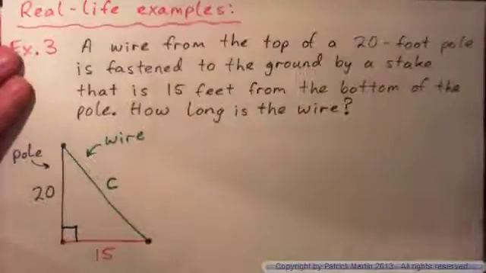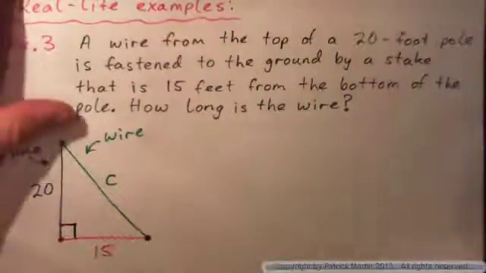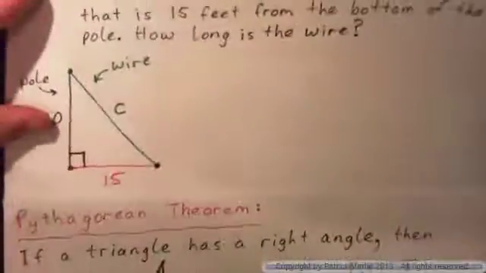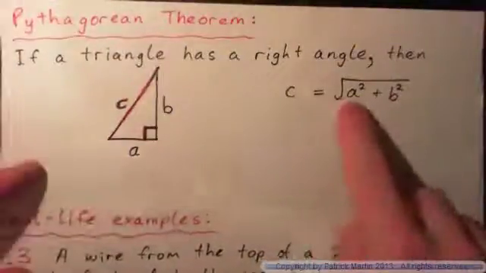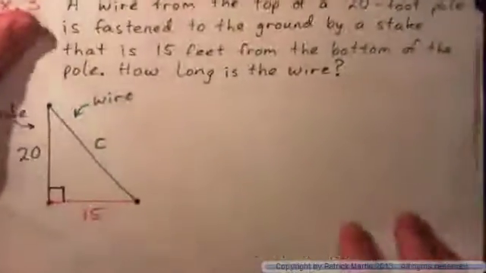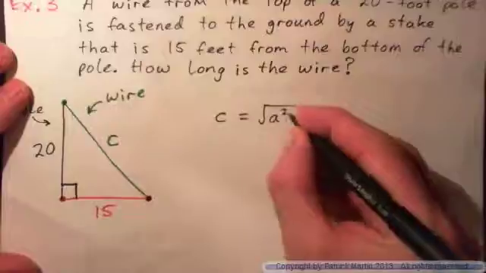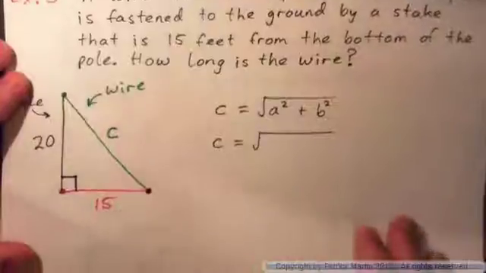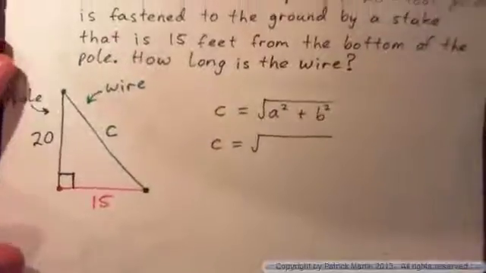Okay. So now we have a problem we can solve using the Pythagorean Theorem. If you have a right angle triangle, then the long side's length, C, is equal to the square root of one side squared plus the other side squared, right? So we'll write down the formula. C equals the square root of a squared plus b squared. So C equals the square root of, and now plug in the other two numbers, right? So can you press pause and figure this one out?